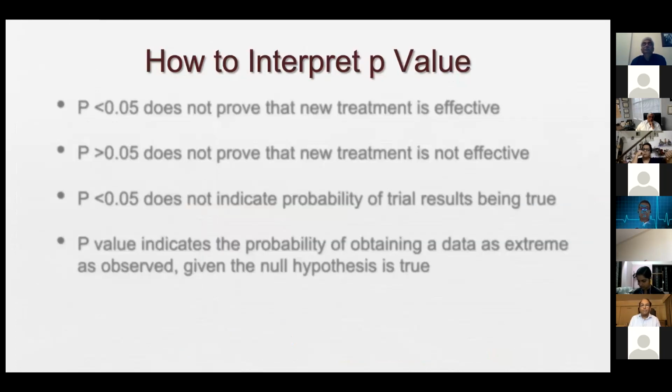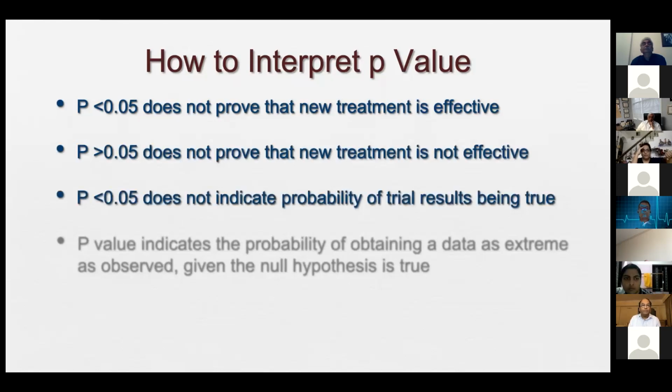the alternative hypothesis. So once again, to repeat those points, the p less than 0.05 does not prove that the new treatment is effective. P more than 0.05 does not prove that the new treatment is not effective. P less than 0.05 does not indicate the probability of trial results being true. The p-value simply indicates the probability of obtaining data as extreme as observed, given the null hypothesis is true.